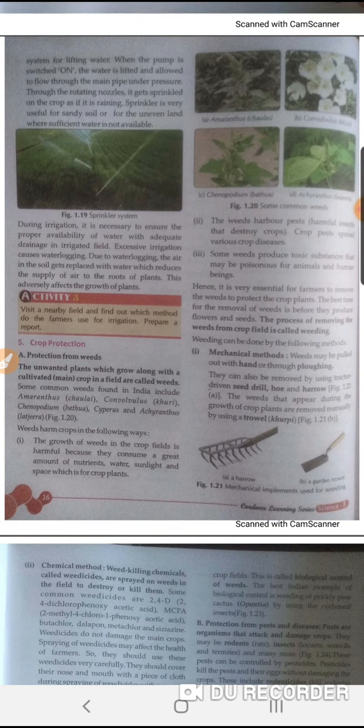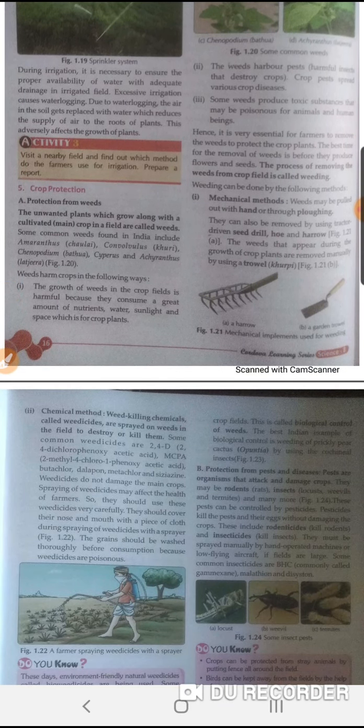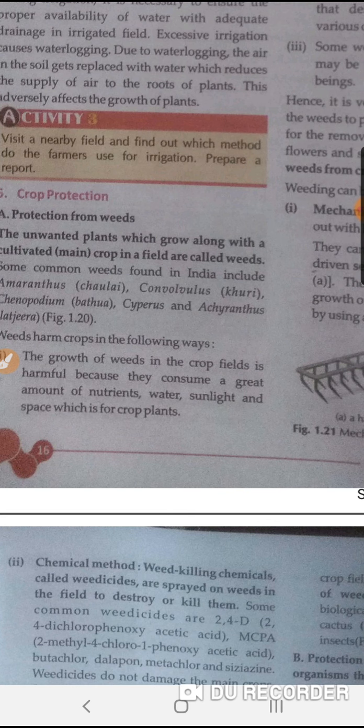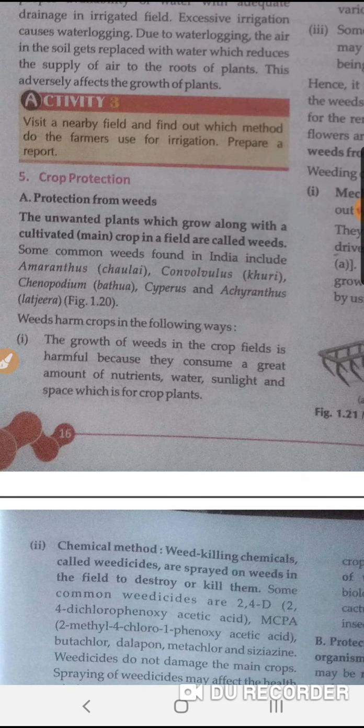Now move to the next topic, that is crop protection. What is crop protection? Protection means to secure, and to secure our crop from the unwanted things is called crop protection. First, we have to protect our crops from weeds.